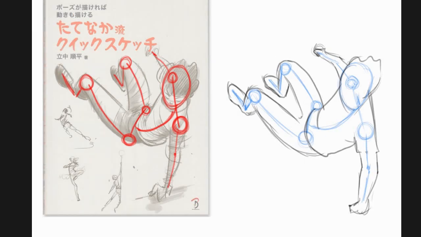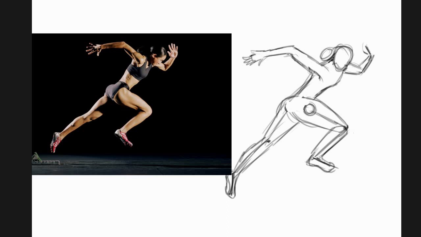Of course, you would want to draw from reality or from photographs, so that's what we're going to do here. So let me erase this figure here.